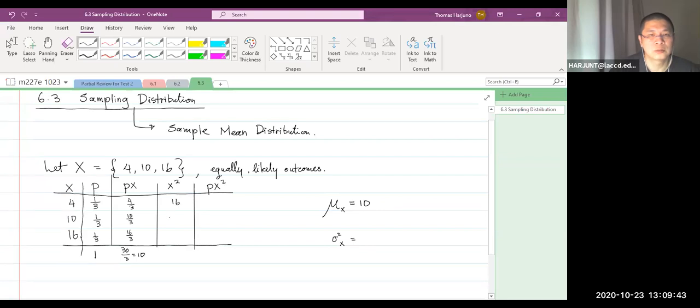This is 16, 100, 256. They all come from here. So 4 squared is 16, 10 squared is 100, 16 squared is 256. Okay, that's where those come from. Now the last column, probability multiplied by x squared. That will be 16 over 3, and so on and so forth. This will be 100 over 3, 256 over 3. That is 372 over 3. That's 124.